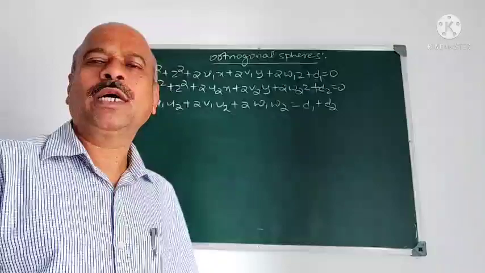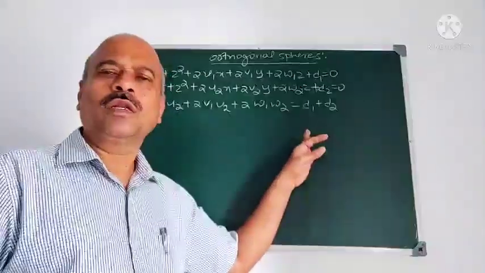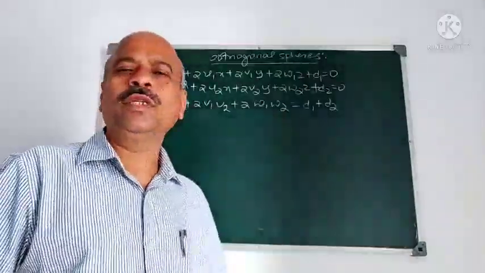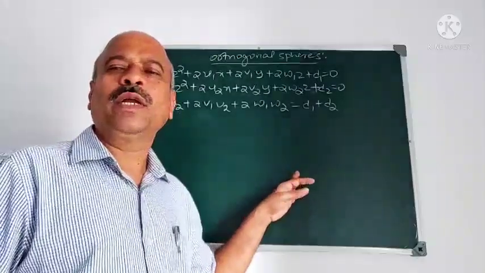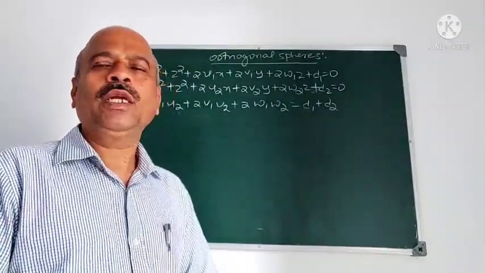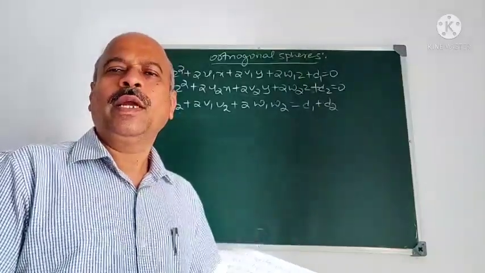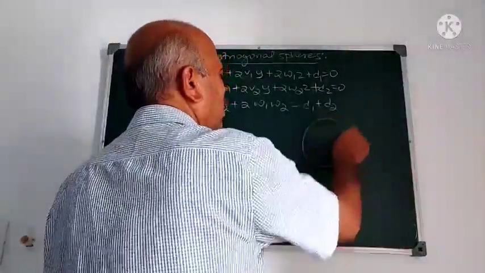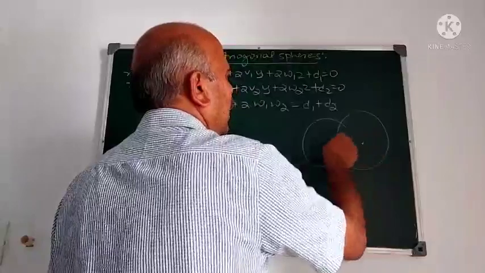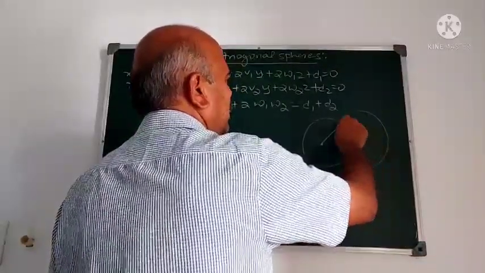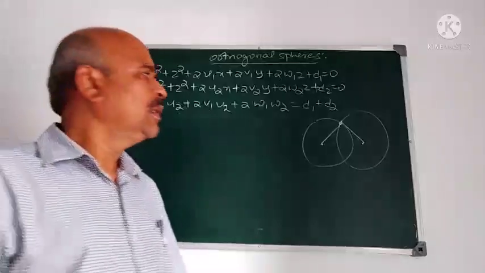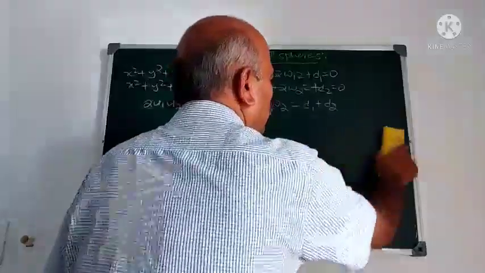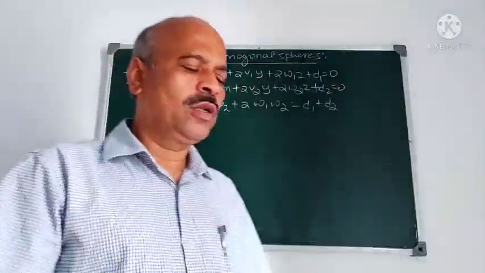When do you say that two spheres are orthogonal? Two spheres are orthogonal if the angle between the two spheres is 90 degrees. Then how to define the angle between the two spheres? The angle between two spheres is defined as the angle between the tangent planes at their point of intersection. If two spheres are orthogonal, then the radii at their point of intersection are perpendicular to the tangents. Therefore, at the point of intersection, these radii are perpendicular. Using this, we have derived the condition for two spheres to intersect orthogonally.